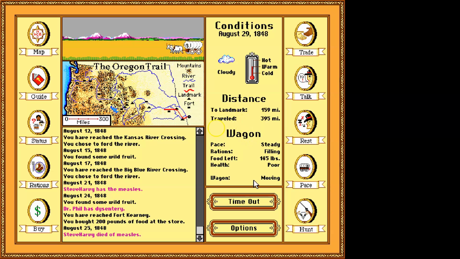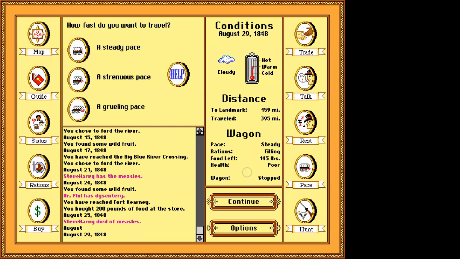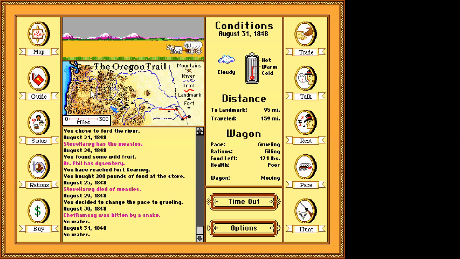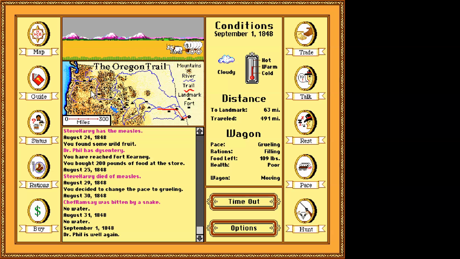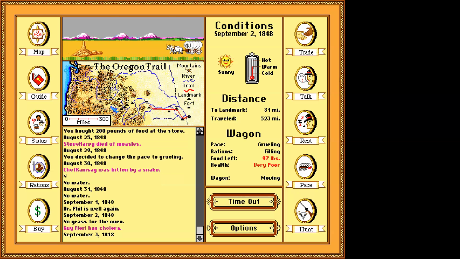You know what? You can also change the pace. I want to click on pace. I'm going to make sure we go even faster. Pedal to the metal. We're going to a grueling pace, the fastest you can go. Of course, there's a problem with that. Chef Ramsay was bitten by a snake. And we have no water. Oh, Chef. That's unfortunate. Dr. Phil's well again. At least Dr. Phil recovered. Dr. Phil can work his medical magic on Chef Ramsay at this point. Guy Fieri has cholera. Everyone's getting sick except me, it seems.